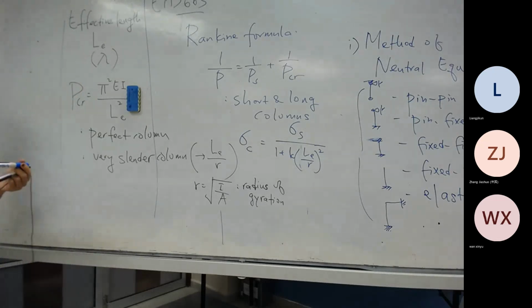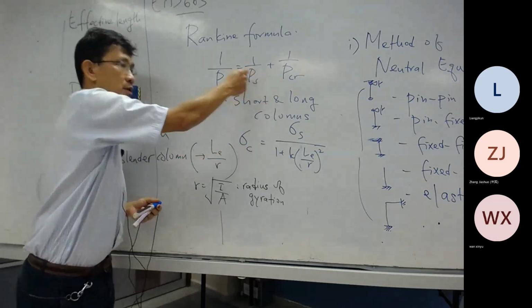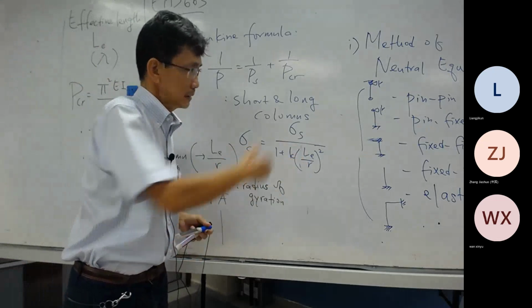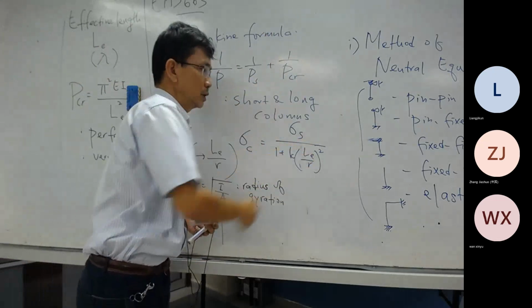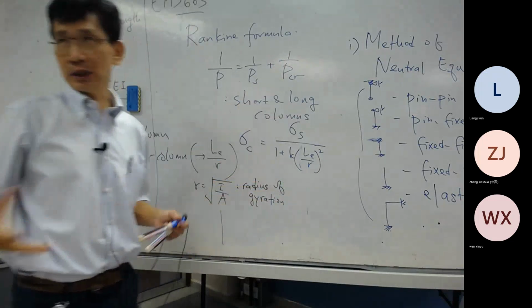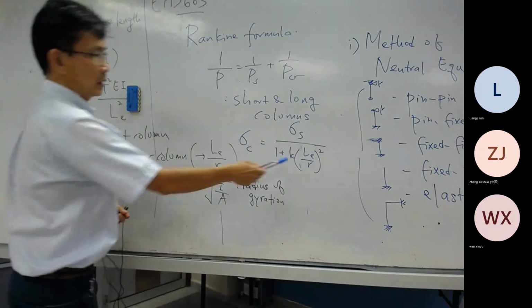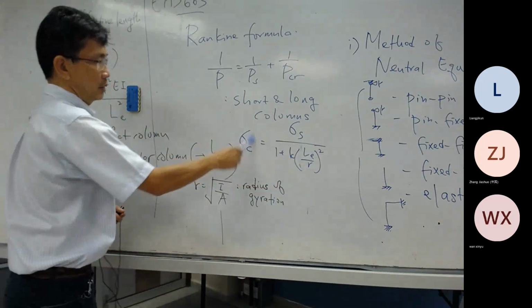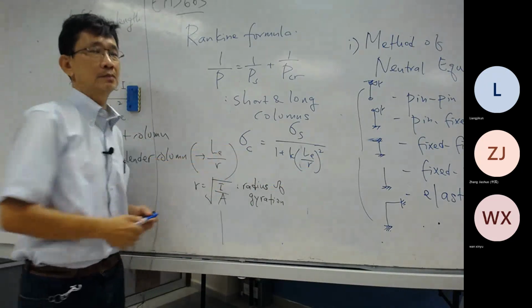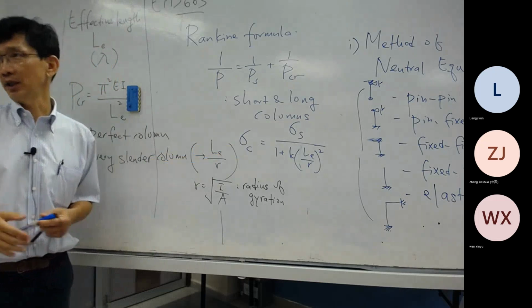Here K is a constant, which has to be determined experimentally. If we know the sigma S, which is related to the material capacity, and if we know the end conditions, then we get the effective length. Then if we know the section that we want to design, we can get the R. Then we can estimate the load we allow on that column to avoid buckling failure.